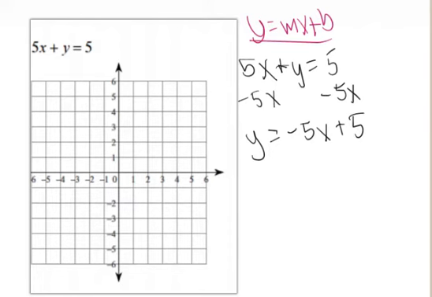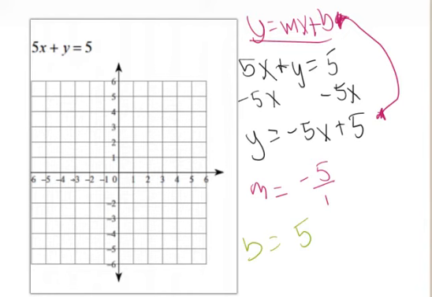Let's go ahead and write our slope. Now these two forms are in perfect form, right? They look like each other. They're both set for y. My slope is negative 5 over 1. And my y-intercept, b, is equal to 5. So we start out by going to 5. And I'm going to go down 5. 1, 2, 3, 4, 5 over 1. Do it again. 1, 2, 3, 4, 5 over 1.